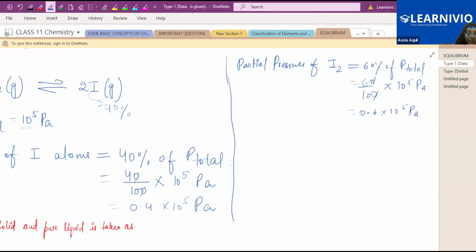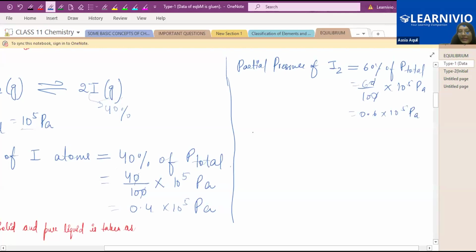Now just write down the Kp equation. What will be the Kp equation? Kp is equal to... Now why have we calculated the partial pressure? Because as I told you, in a reaction, if the gases are given, we will write Kp and we will talk about the pressure instead of concentration. We will not take the concentration. Instead of concentration, we will talk about the pressure. So that's why I have calculated the pressure in this question.